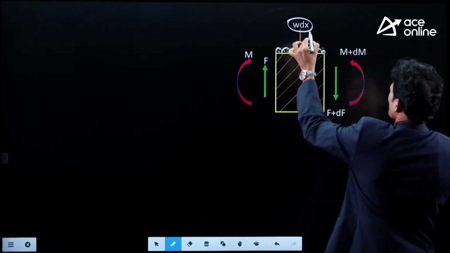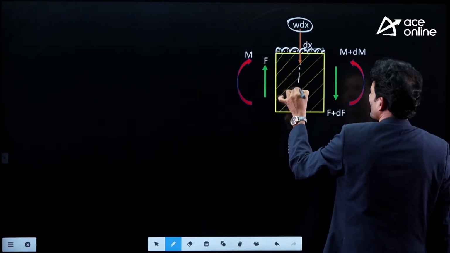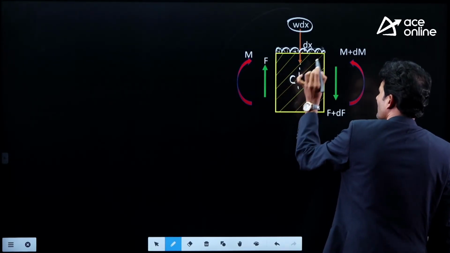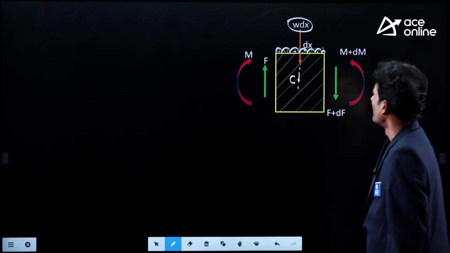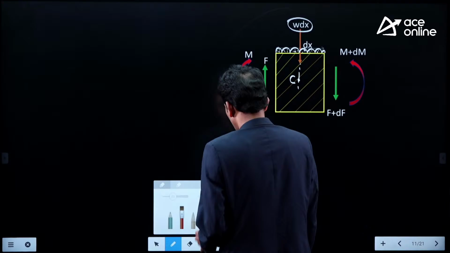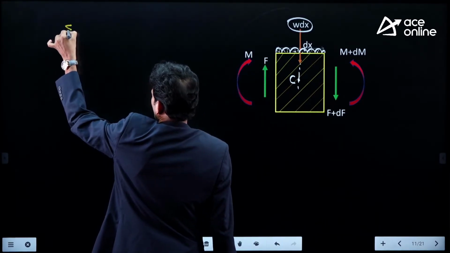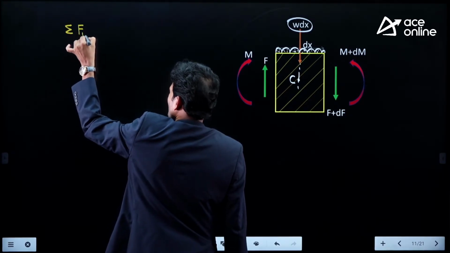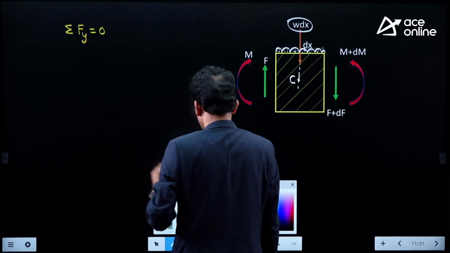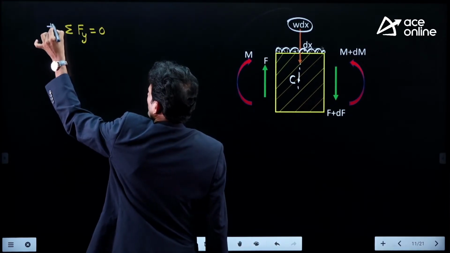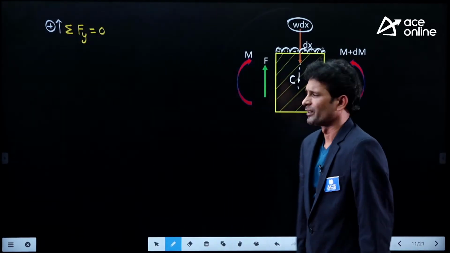Now fine, this is omega into dx. It is giving the equivalent load. Where is it acting? It is exactly acting at the centroid of this particular differential strip. Now first, let us try to apply the force equilibrium condition and observe the relations. Summation of forces along y direction equal to 0. The sign convention we are taking here is that upward force I may take as positive. This is the sign convention we are using.